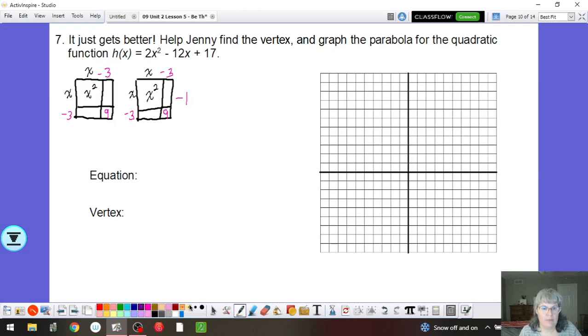So we can write the equation y equals x minus 3, and there's 2 of them, so we need 2 times x minus 3 squared minus 1. So our vertex will be located 3 units to the right, so at 3 and 1 unit down, so negative 1. So 1, 2, 3, here's down 1. But we have a stretch by a factor of 2.